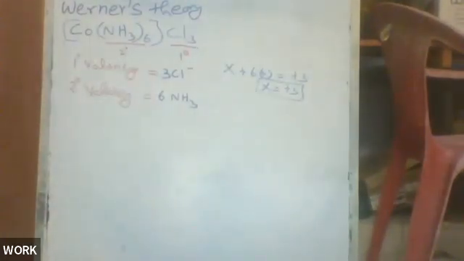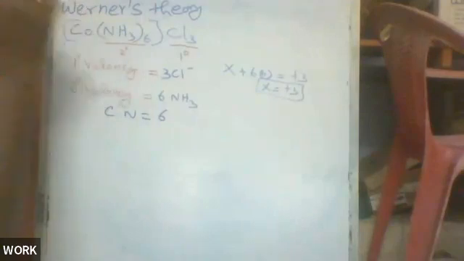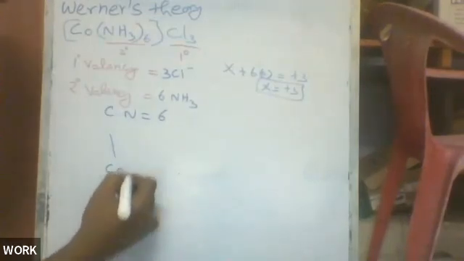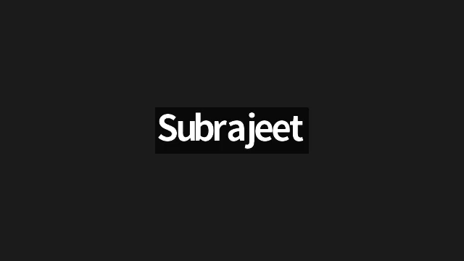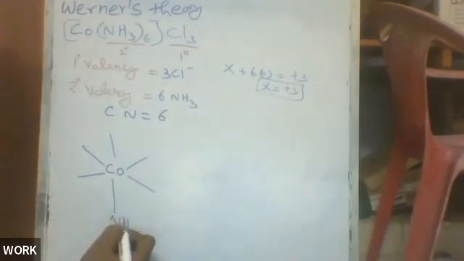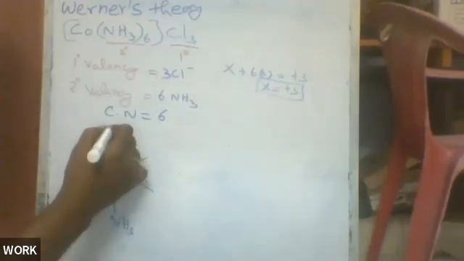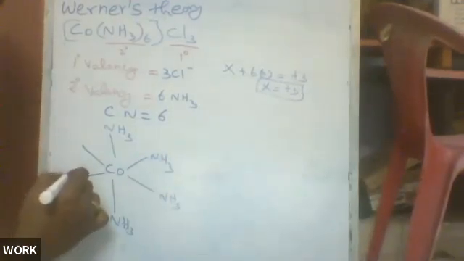What is the coordination number? 6 is the coordination number because 6 ammonia molecules are attached. But how the 6 ammonia molecules are attached will become a question. Sir, monodentate. It's a monodentate ligand. The structure becomes like this. They are directional, so it will have an octahedral shape.